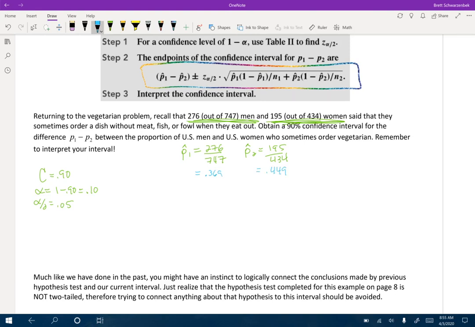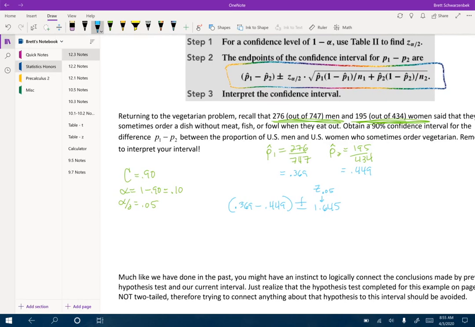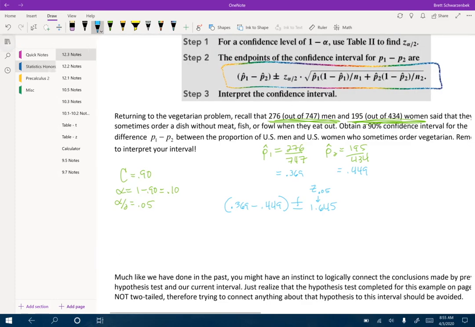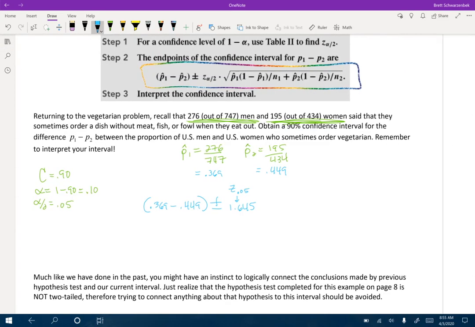Our interval is going to be 0.369 minus 0.449 plus or minus our z sub alpha over 2. That's z sub 0.05, which gives us 1.645. Remember, this can be confusing sometimes: this is in the t table at the bottom. So z sub 0.05 is located right here, 1.645. And then we just have to do the big calculation over here.